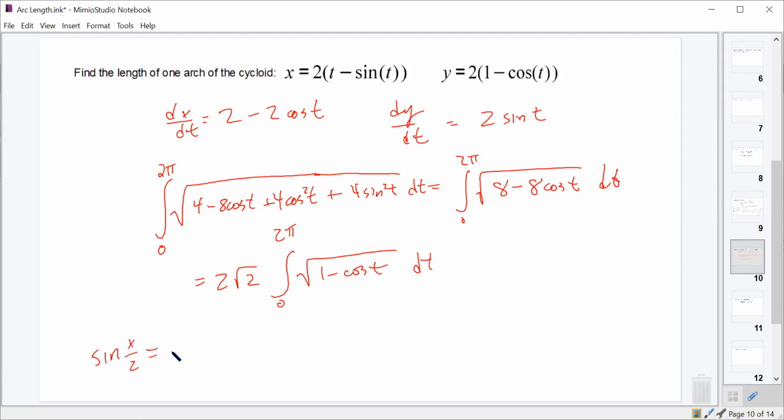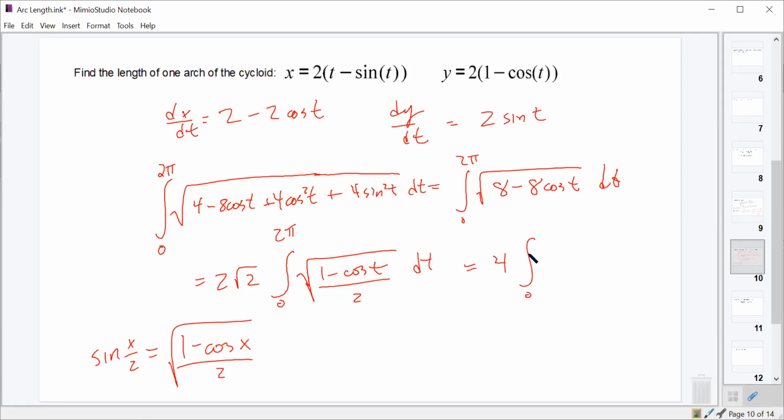Sine of x over 2 is equal to the square root of 1 minus cosine x over 2, with everything over 2. That's basically what we've got here, except we don't have the 1/2. If I put in that 1/2 inside of the square root, I need to put in a root 2. That turns the coefficient into a 4, and now I've got exactly sine x over 2.